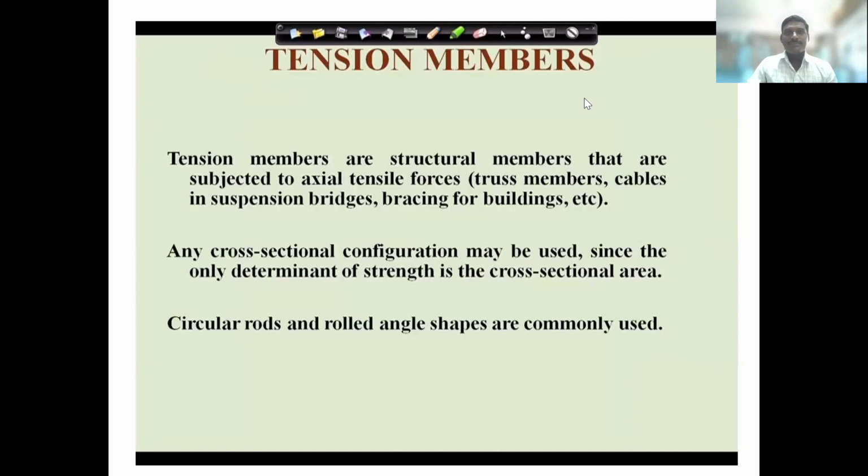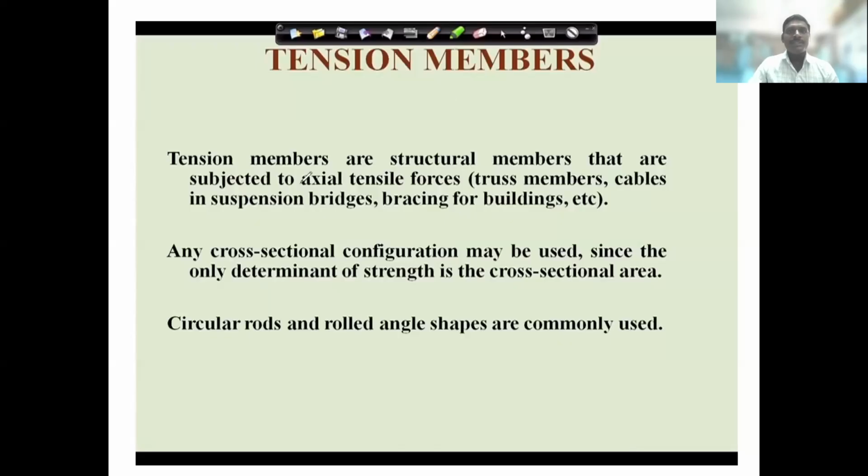The tension members are the structural members that are subjected to axial tensile force. Tension members are structural members. So what is meant by a structural member? The structural member is nothing but the member under loading condition.